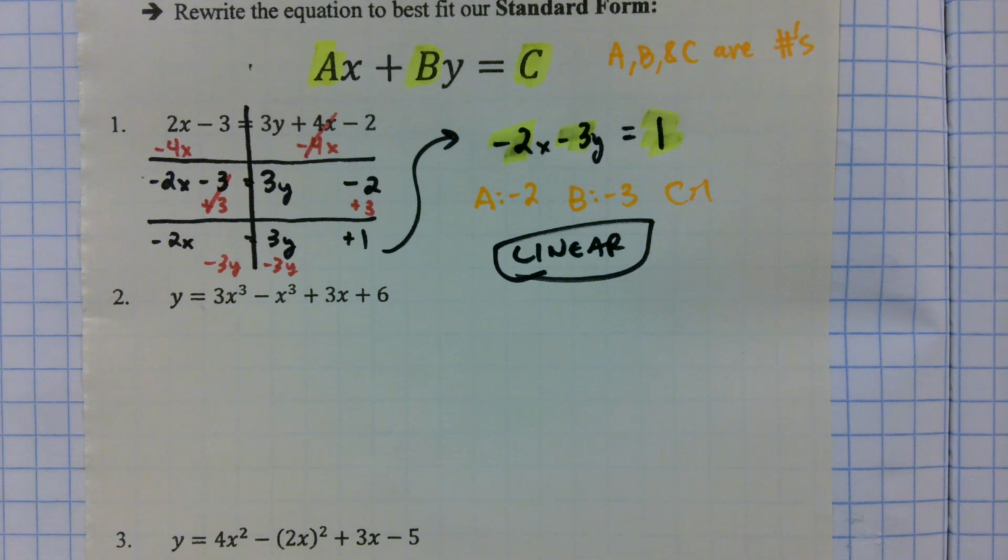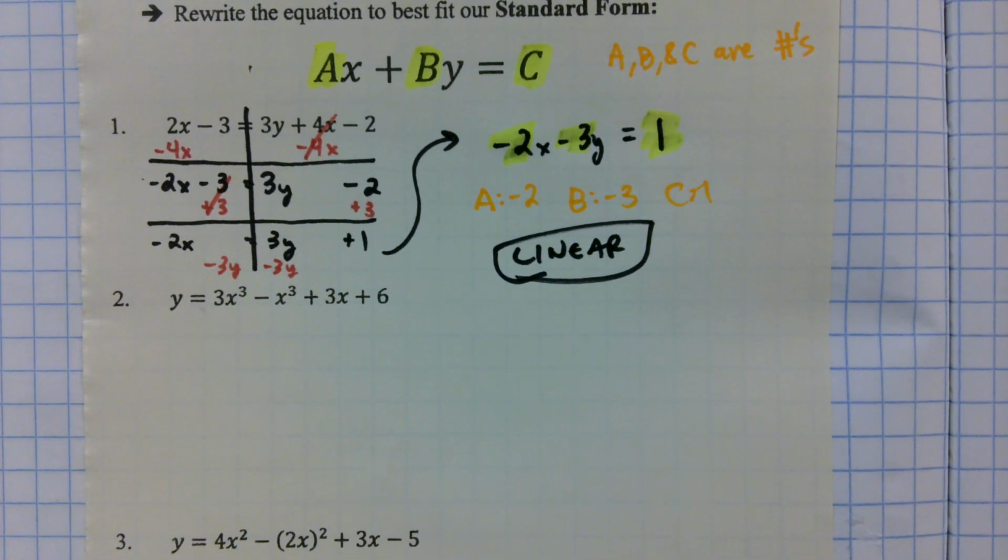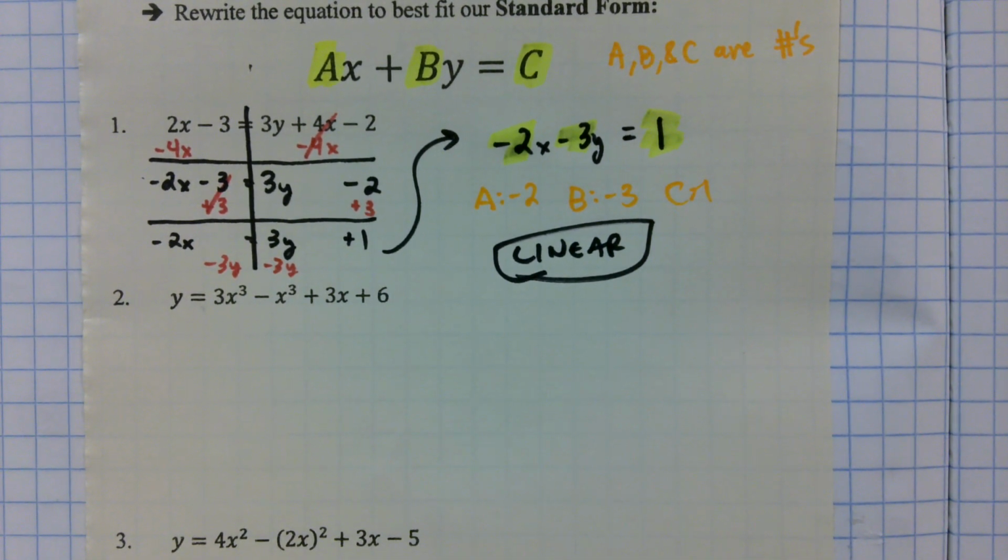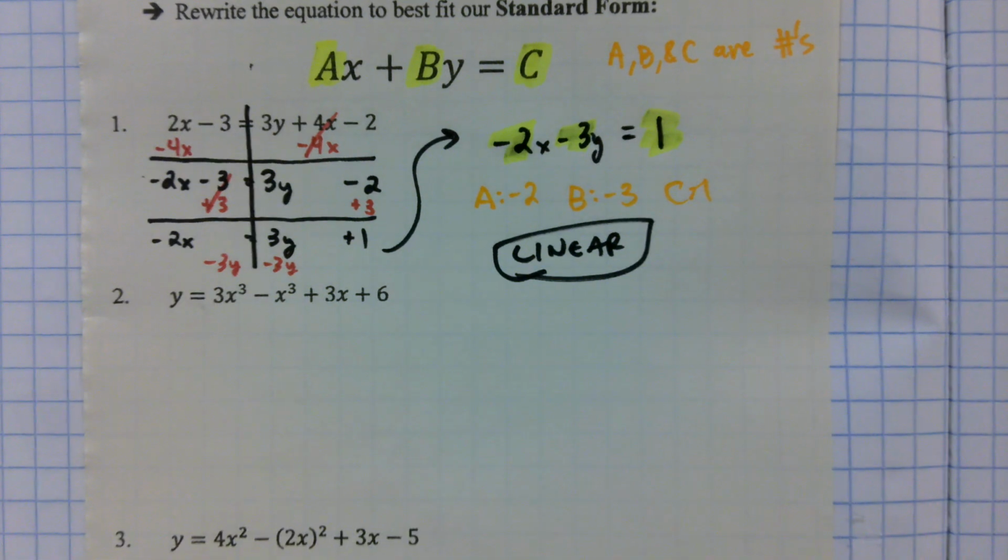If we wanted to, we could then rework this equation again, write it in y equals mx plus b form, and graph it nice and easy. Right, if we add 2x over to the right and then divide both sides by negative 3, we have a slope of negative 2/3. We've got a y-intercept of negative 1/3. We can plot that, and we'll see it's a straight line.